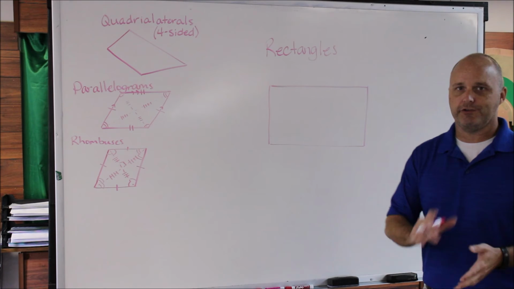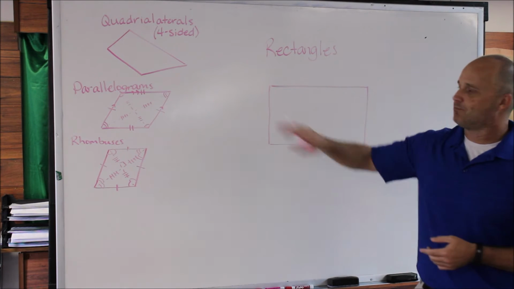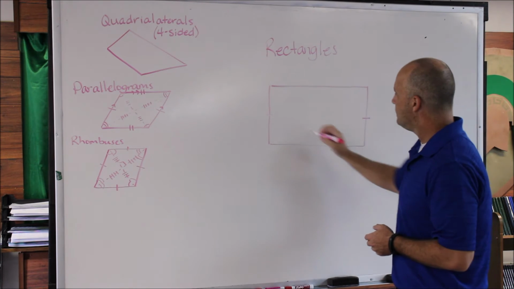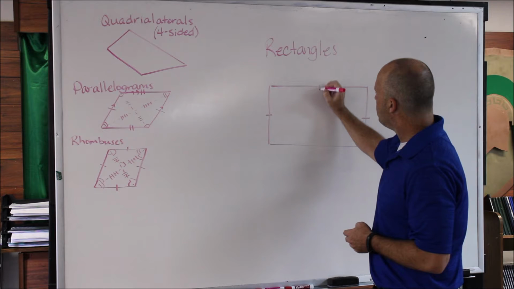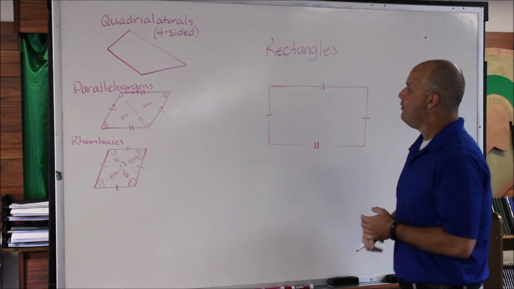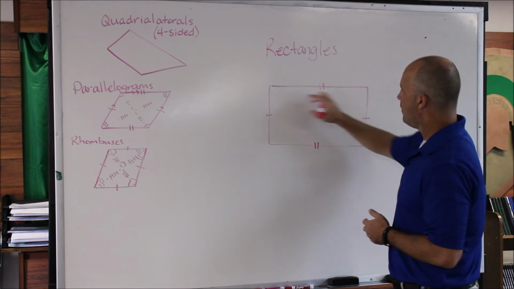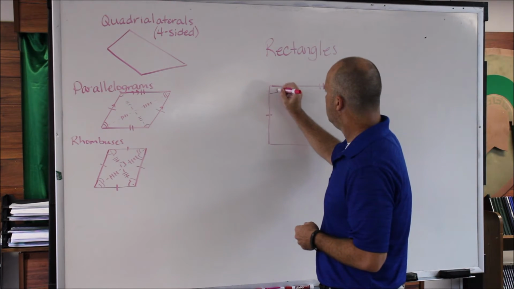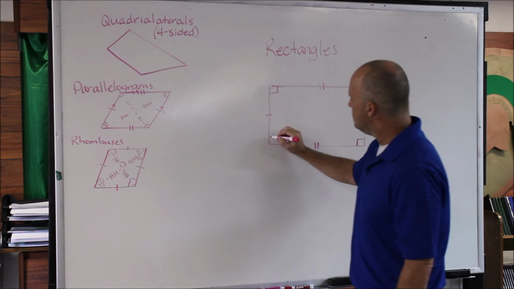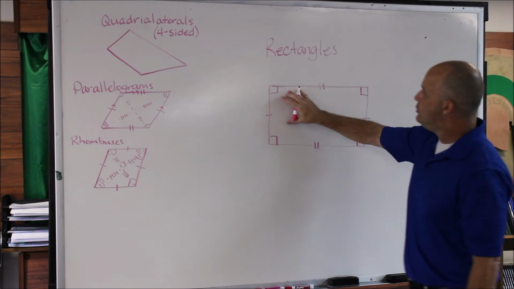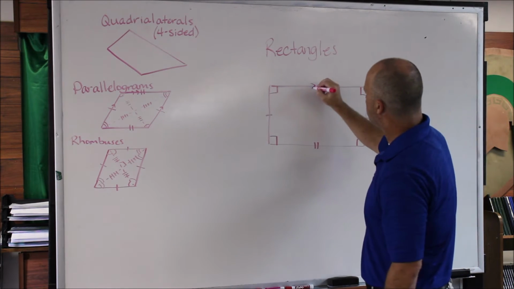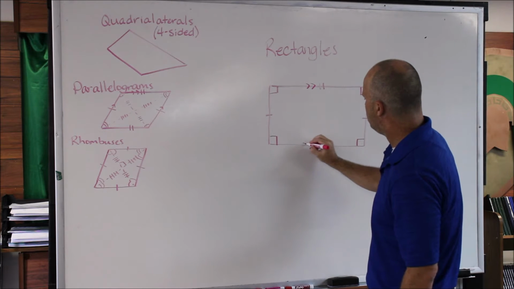So here are the rules that you need to know for rectangles. Just as you have with parallelograms, the opposite pairs of sides are going to be congruent. So two pairs of opposite sides congruent. Then all of your angles are going to be congruent as well, so that means that they all have to be 90 degrees. Just as with parallelograms, all of your opposite sides are parallel. So we'll go ahead and put those parallel markings in there as well.